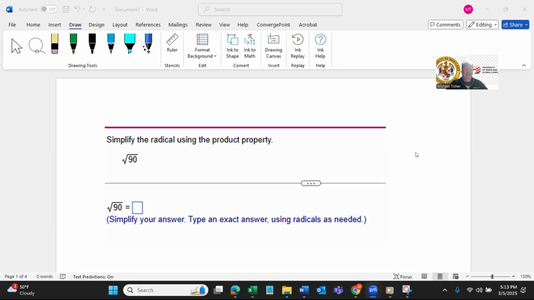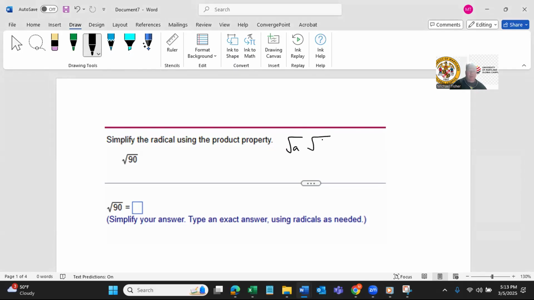Hello, everybody. Today, let's simplify this radical using the product property. All right, so the product property normally says that if you have the square root of A times the square root of B, we can rewrite that as square root of AB. That is, if you have two radicals and you want to multiply them, then you can just multiply the two radicands A and B and put them under one big radical.